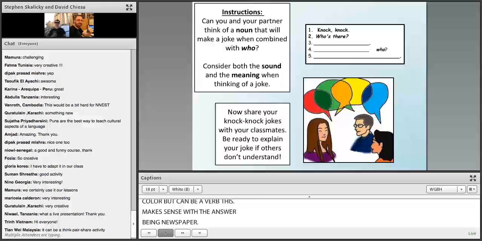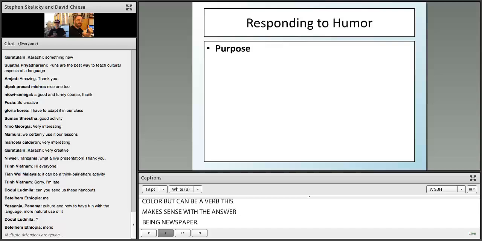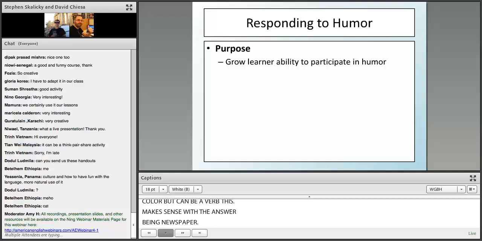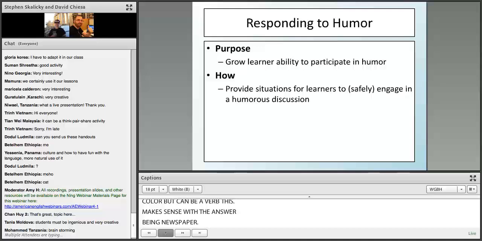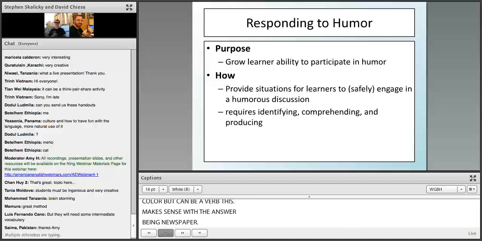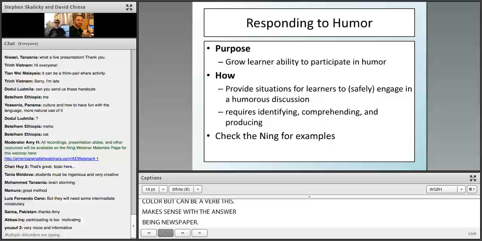Now, the final step was responding to humor, and this is easily the most difficult step because you want learners to react to humor in pragmatically appropriate ways, right? And you can do this by providing situations for learners to safely engage in humorous discussion. It does require the three previous skills we've talked about. We don't have any examples here during the webinar for the sake of time, but do check out the Ning where we will post a worksheet or two that has a sample activity for this.